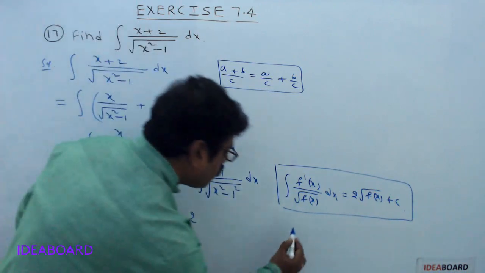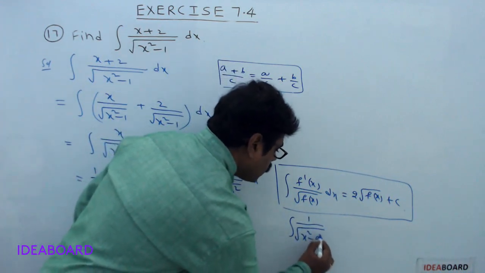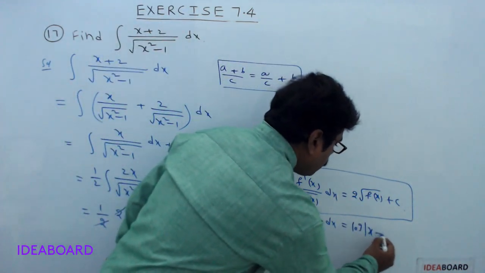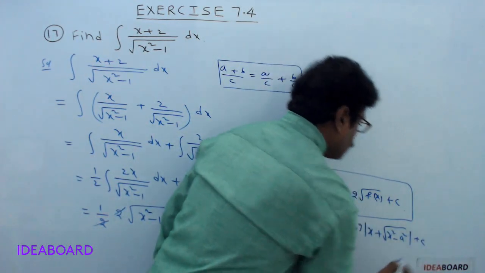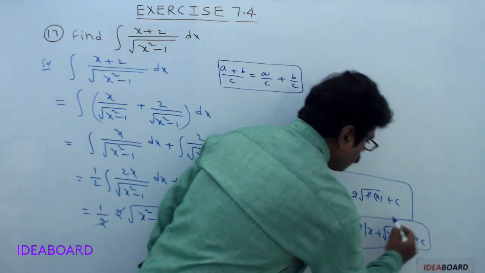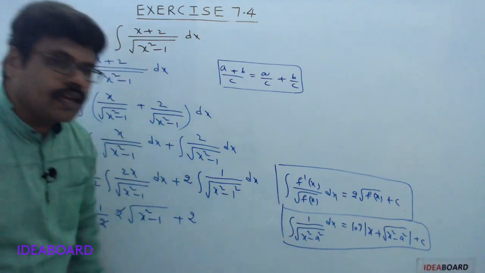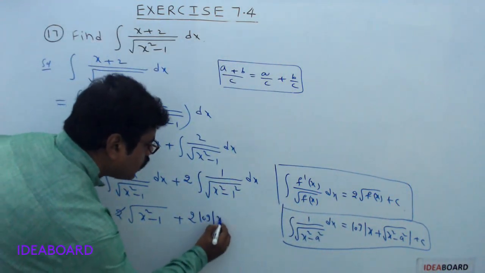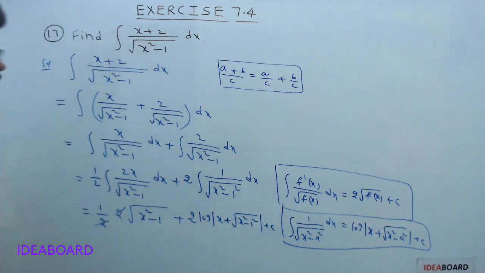Now this term is of the form integral of 1 divided by square root of (x² − a²) dx. What is this formula? It is log of mod (x + square root of (x² − a²)) plus some constant c. Now here x is x, and instead of a, 1 will be there. So use this formula on the second term. It is log of mod (x + square root of (x² − 1²)) plus some constant c. So what is the final answer?